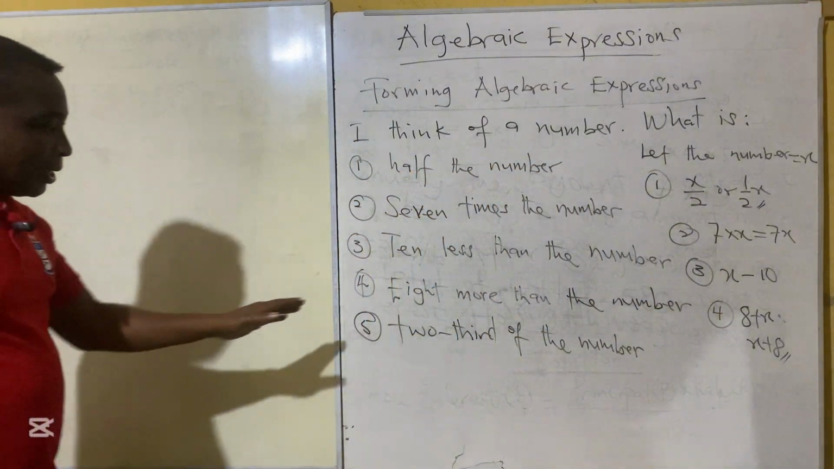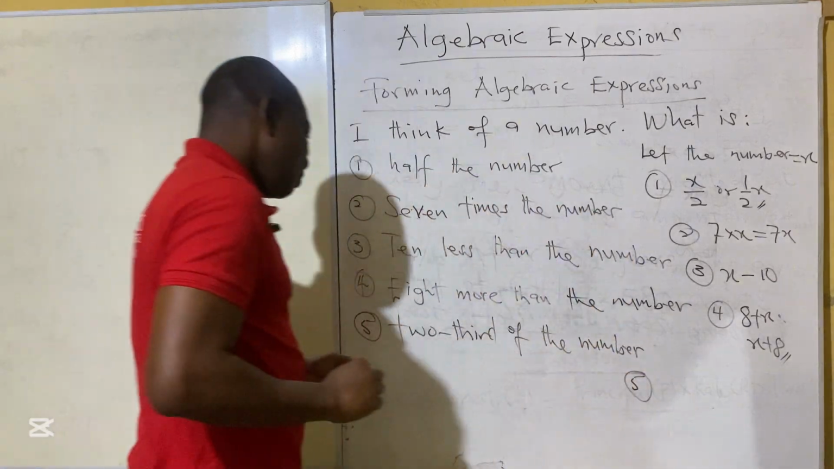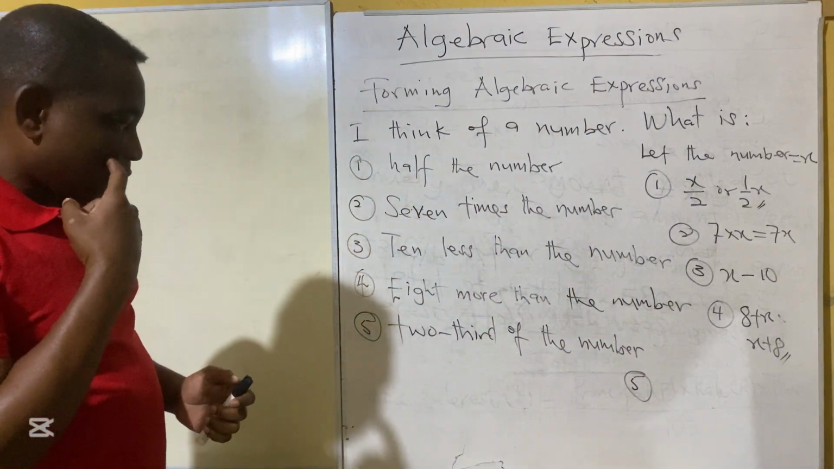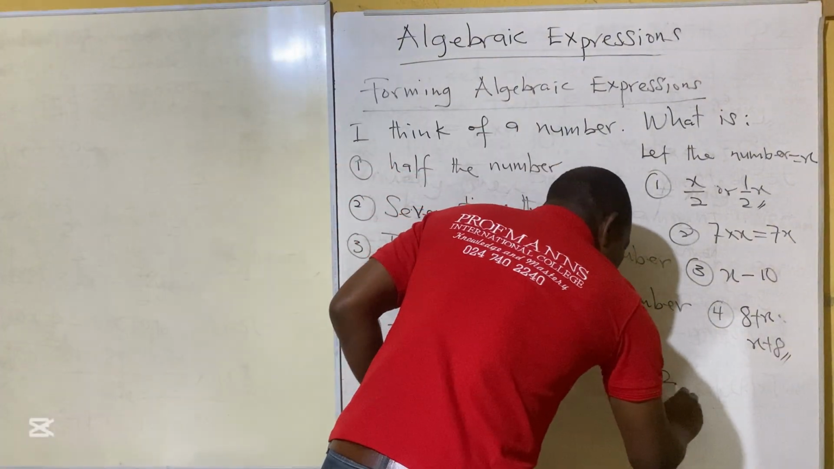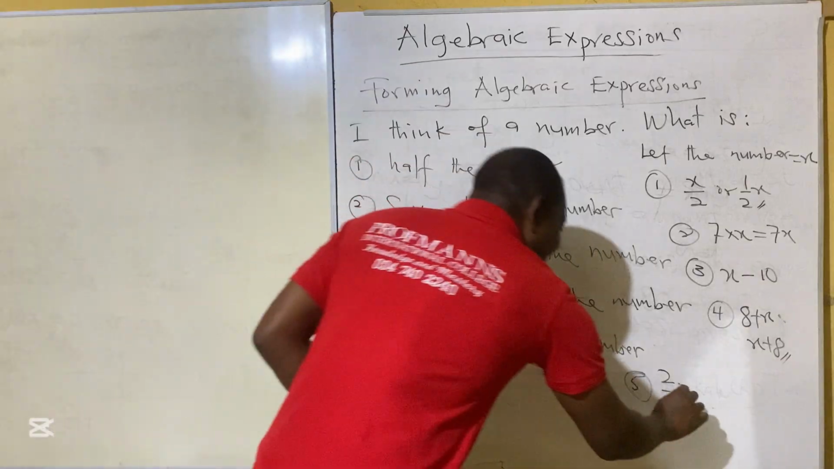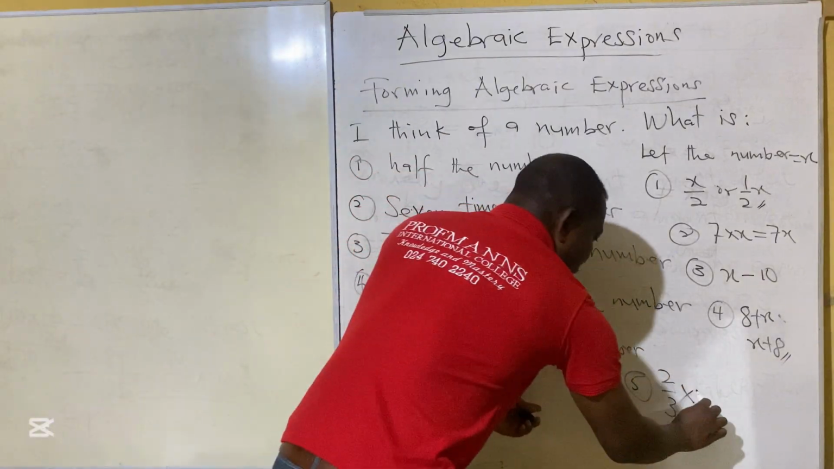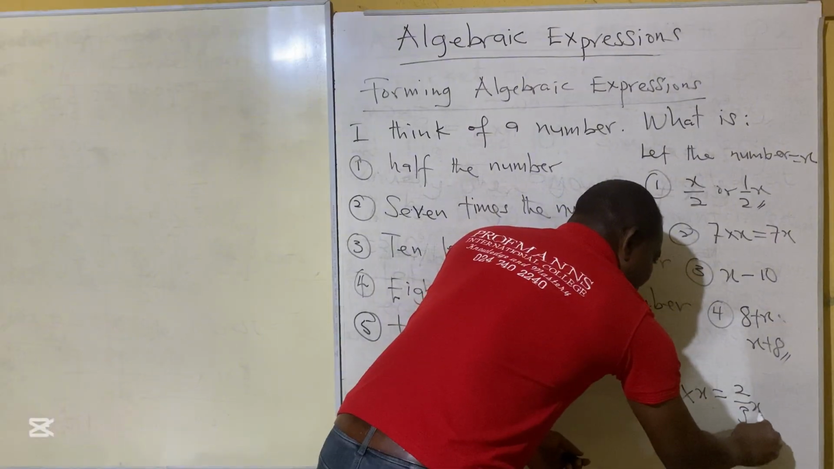Finally, number 5, 2/3 of the number. Of in mathematics means times. So 2/3 of the number is finally 2/3 x.